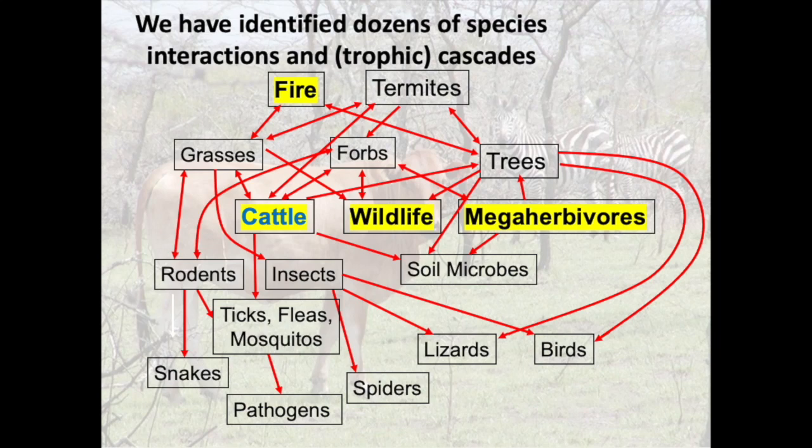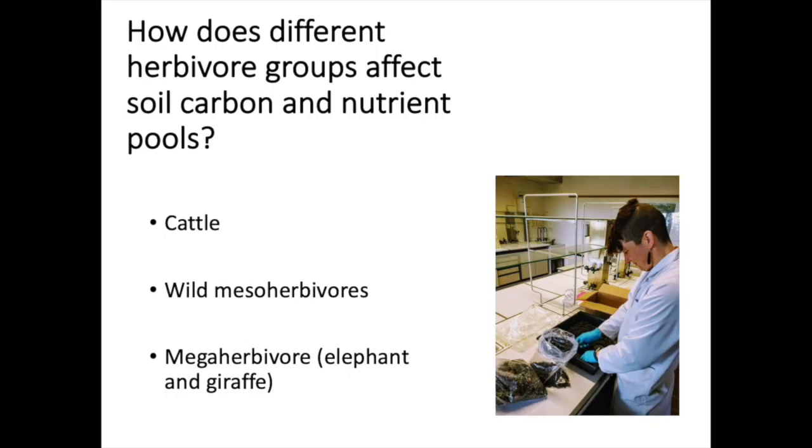Using these exclosures, we have been able to test multiple interactions and trophic cascades, as you can see from this diagram. My focus today is on some work that we did with Judy Sitters, examining the impact these different groups of herbivores could have on soil carbon as well as other nutrient pools.